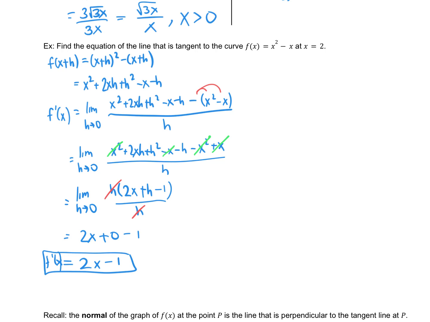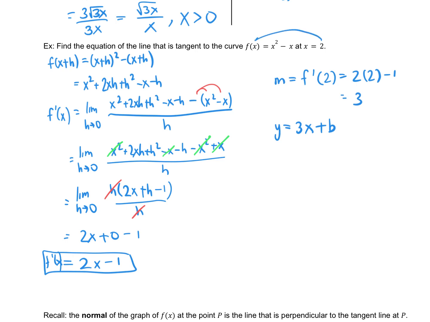And now, if I want the equation of the tangent line at x equals 2, I need the slope when x equals 2. So my slope is just the derivative of f at x when x is 2. So that's 2 times 2 minus 1, which is 3. So we have y equals 3x plus b. And we don't actually have a point to plug in yet, but I can find it.